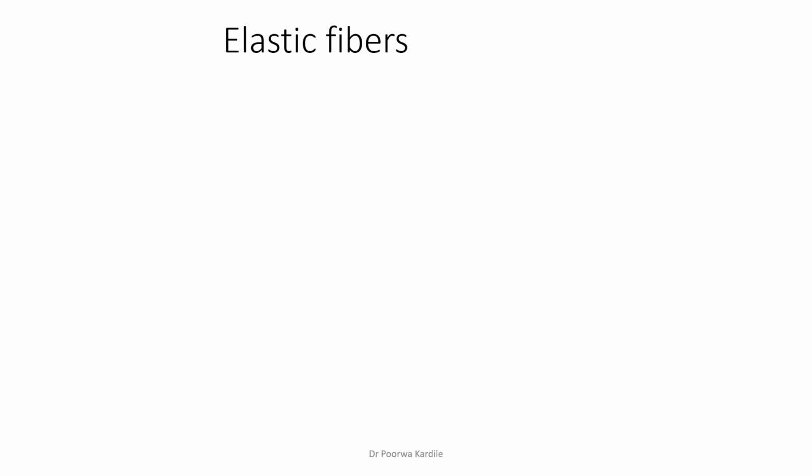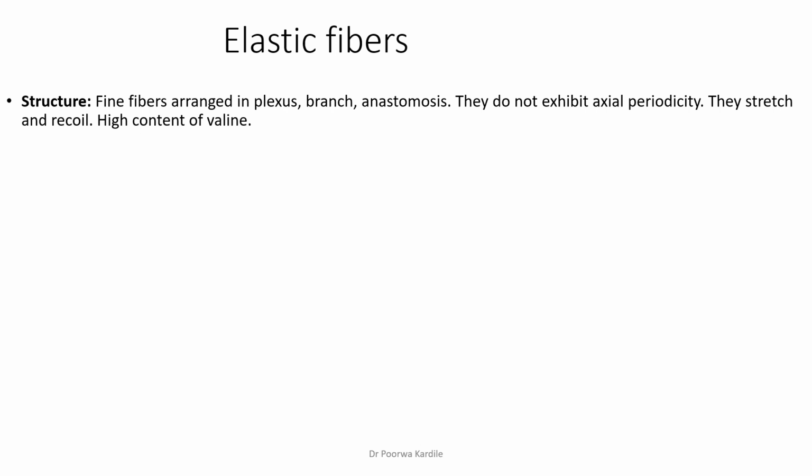Third variety of fibers are elastic fibers. So the elastic fibers are very fine hair-like or thread-like fibers, and they mainly form again plexus or anastomosis, and they branch. The individual elastic fiber can also branch, and they have property of stretching and recoil. And valine is the amino acid which is highest in content of elastic fibers.